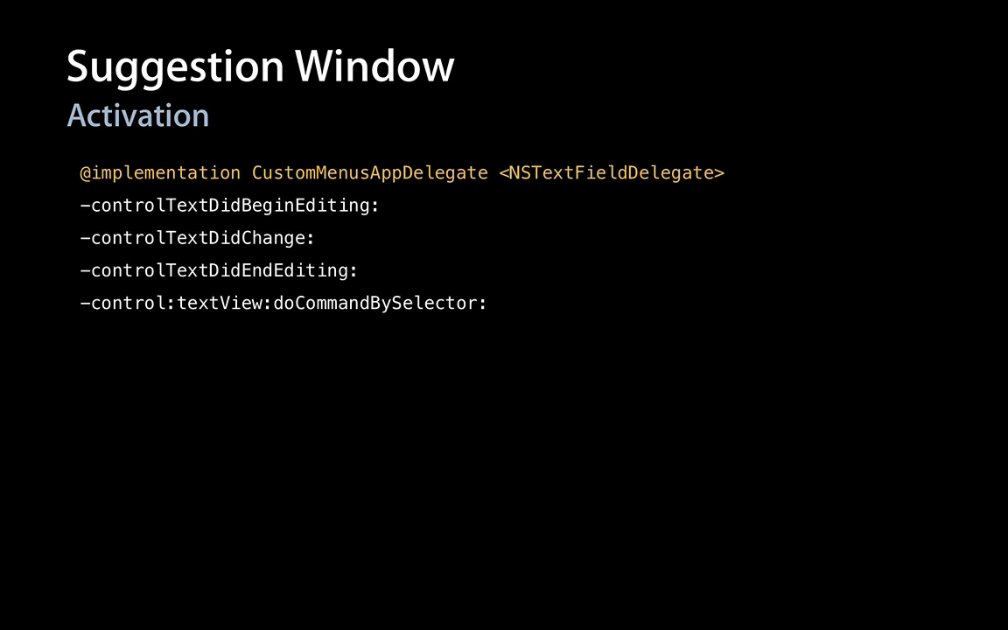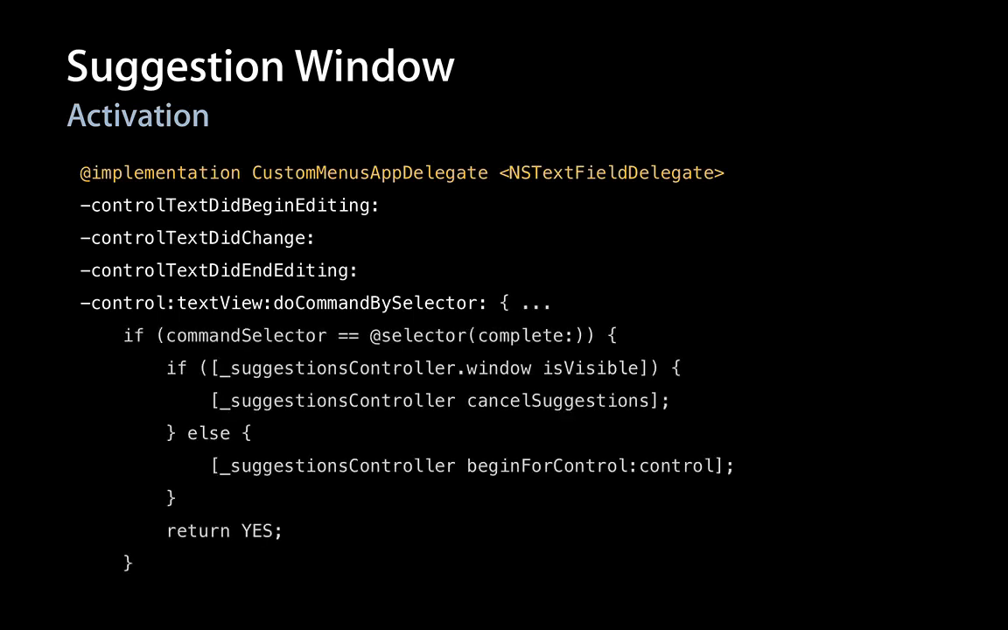And then last but not least, control text view do command by selector. If you remember earlier in our custom menus section of the talk, interpret key events calls do command by selector. And this is what's actually going on in the text field. And the text field then will go ahead and forward that on to its delegate via this control text view do command by selector. And the main reason we want to implement this is to search for the complete action.